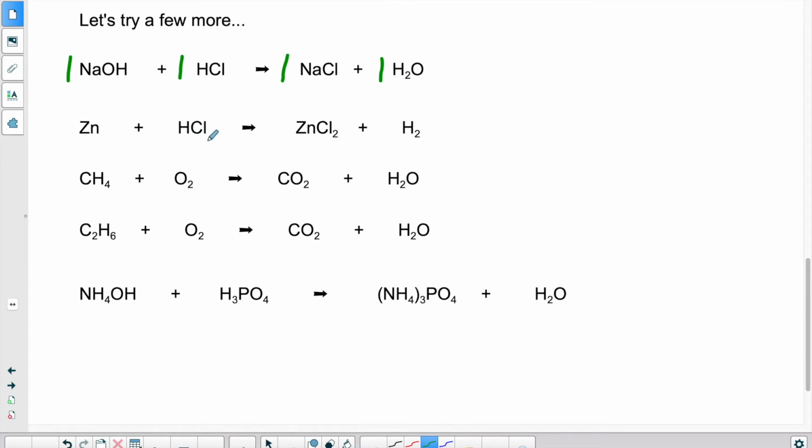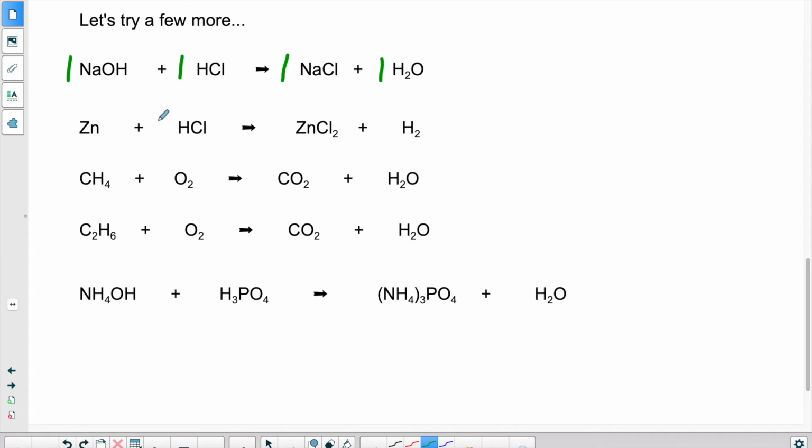Am I allowed to put a 2 as a subscript? No, I said I'm not allowed to change the molecule itself. If I put a 2 over here, that's going to change the molecule. It's not HCl anymore, it's HCl2. So I'm not allowed to do this. This is not the same molecule as before.